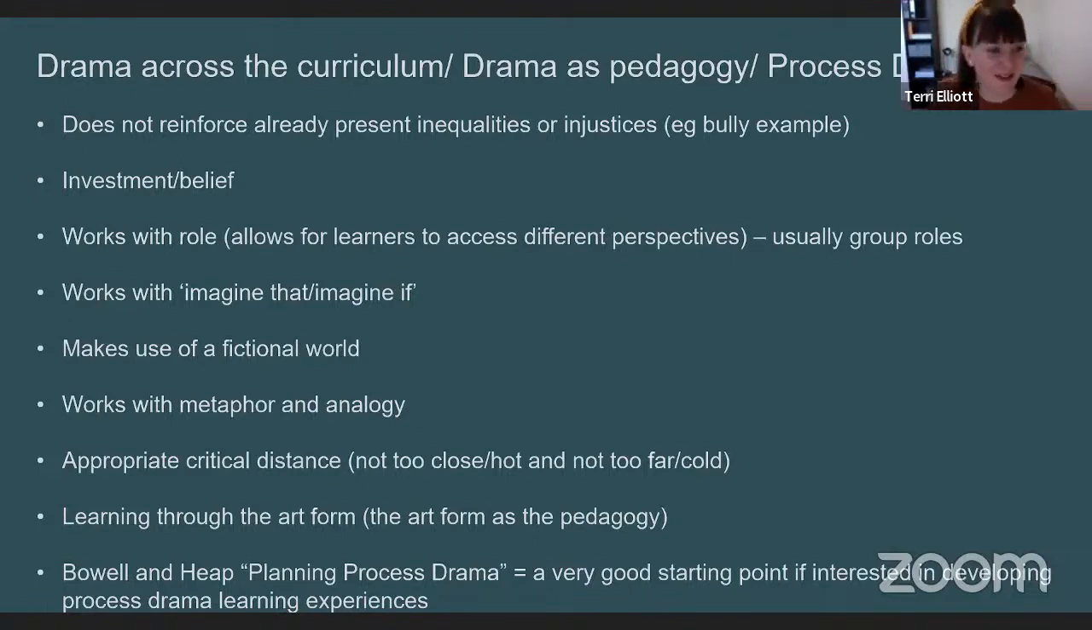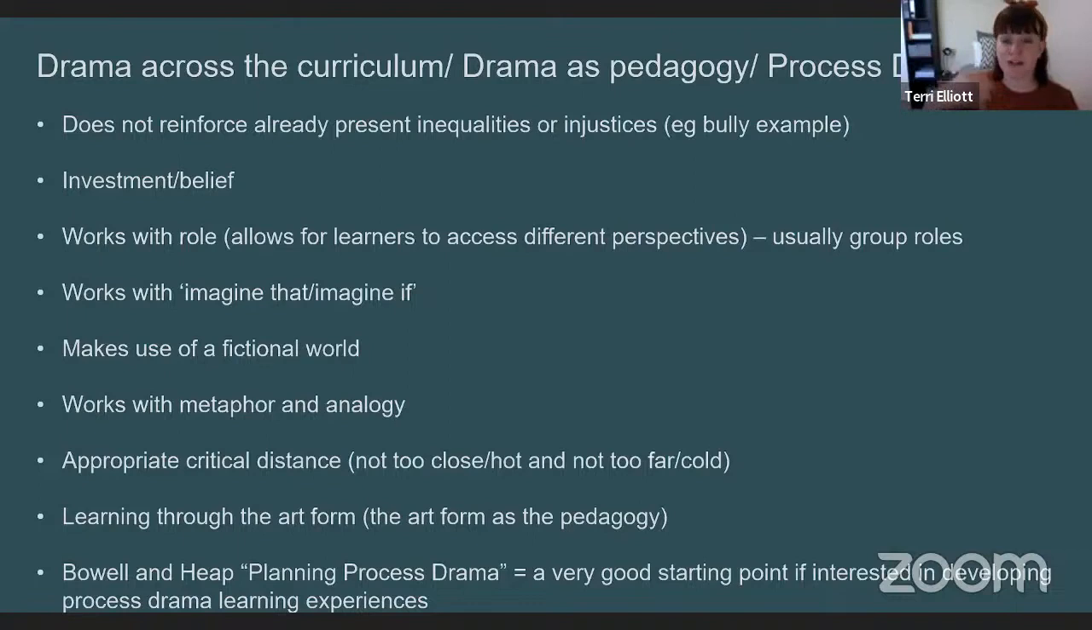Sorry, please excuse me. It works with metaphor and analogy, so this is really important. So if, for example, we were trying to learn about people who were excluded, say you're doing an introduction in history to the acts and regulations that were introduced during apartheid. And let's say, for example, you're looking at the Group Areas Act and the idea of people who were excluded. You could then possibly link through the idea of metaphor.